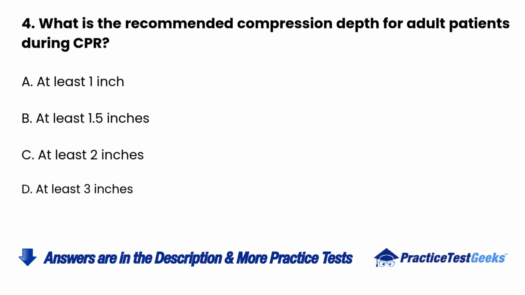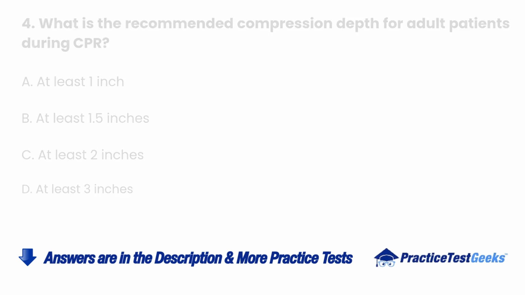4. What is the recommended compression depth for adult patients during CPR? A. At least 1 inch. B. At least 1.5 inches. C. At least 2 inches. D. At least 3 inches.